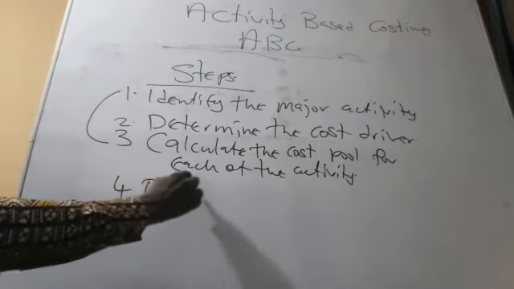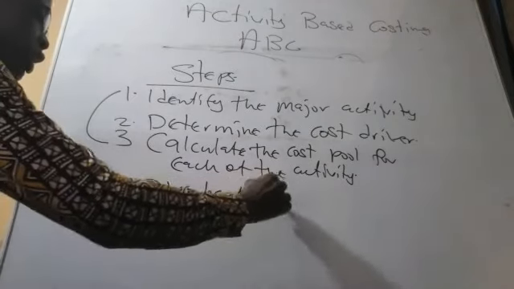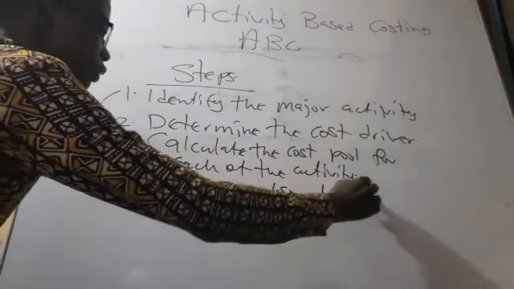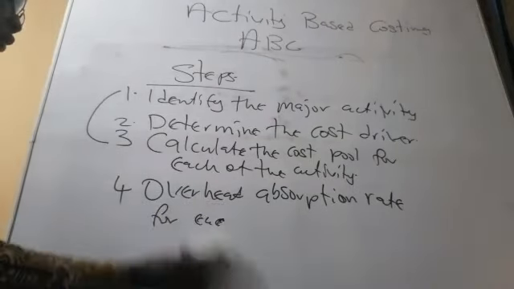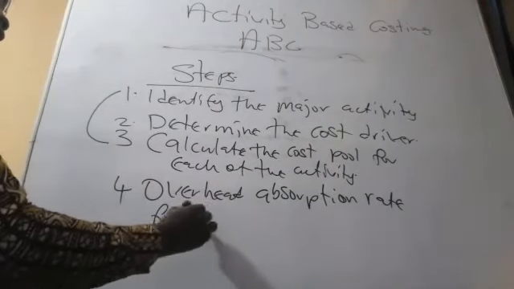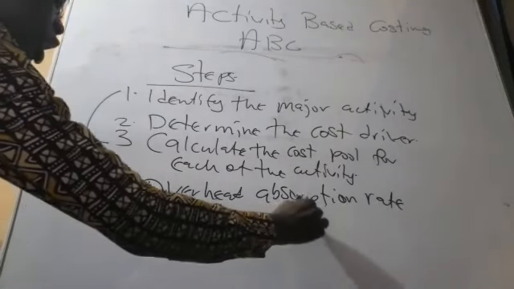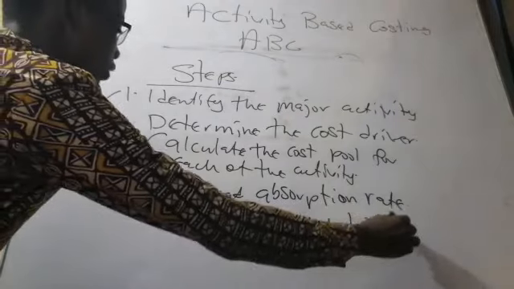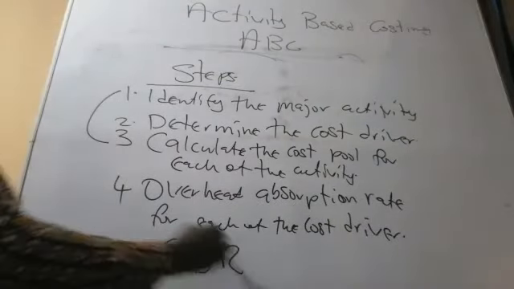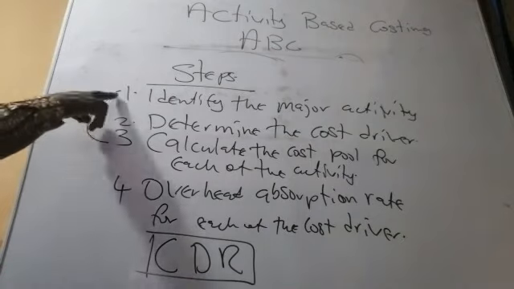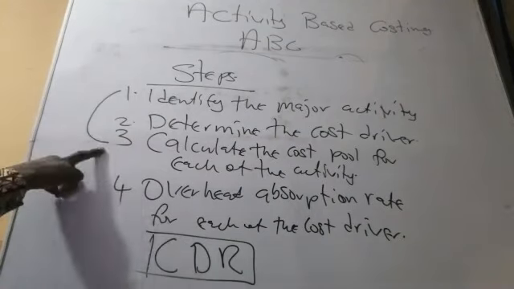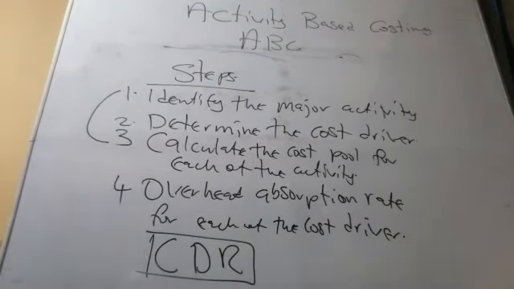So calculate what we call overhead absorption rate for each of the cost driver. In short, just calculate cost driver rate, CDR. That's the name that I call it, cost driver rate. So you can just make them short. First one is major activity, cost driver, cost pool, CDR, in that order. Short. So these are the steps. I'll use a diagram to explain these steps more. Okay.